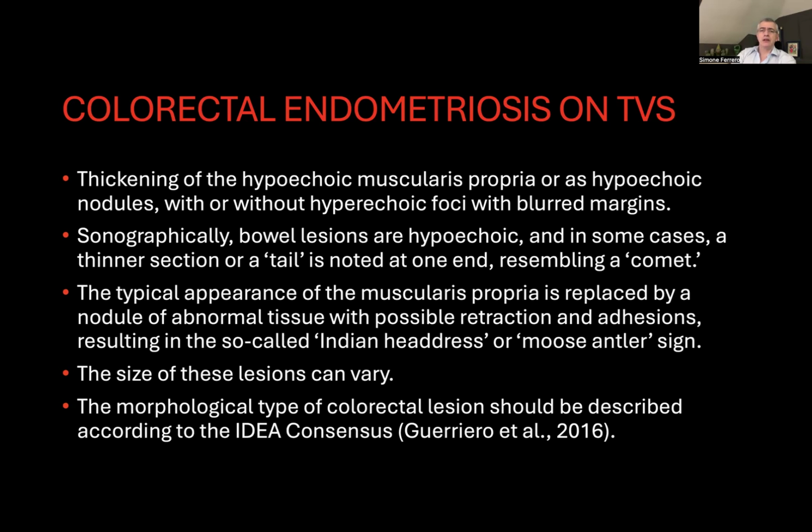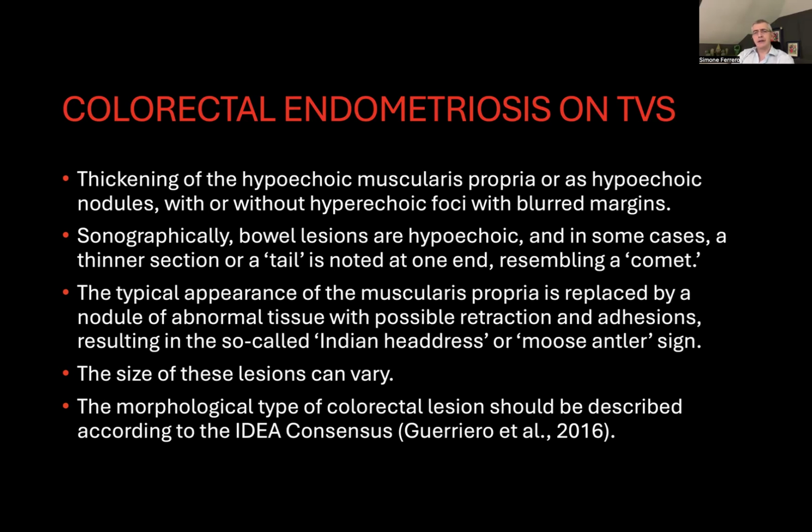The lesion in some cases has a thinner section or tail, which is present on one end, and this characteristic is named the comet sign. The typical appearance of the muscularis propria of the bowel is replaced by abnormal tissue with retraction and adhesions, and these result in the so-called Indian headdress or muzzle antler sign.